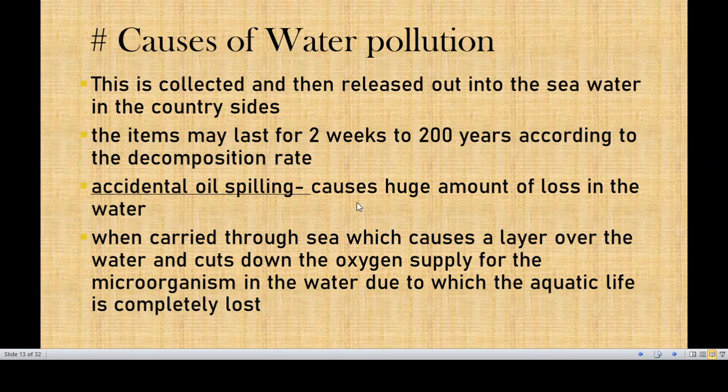But if products such as aluminium, rubber, glass, plastic are dumped into the sea water or ocean water, it will directly affect the water body because it will stay there for around 100 to 200 years or even more. Because plastic is not decomposable, rubber is not decomposable, henceforth it will last there for years together and it will directly affect the ecosystem.